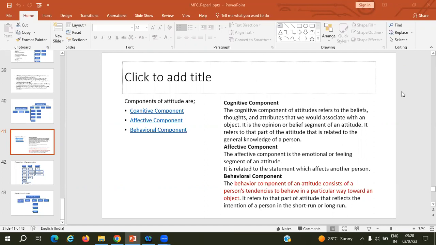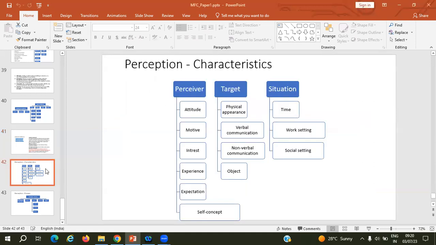So these are the three components, three trends, you can say, three driving forces of attitude, which are controlling human attitude: cognitive approach, affective approach, and behavioral approach. Then we'll read another concept, which is perception.